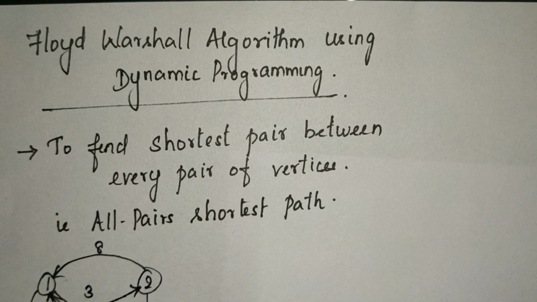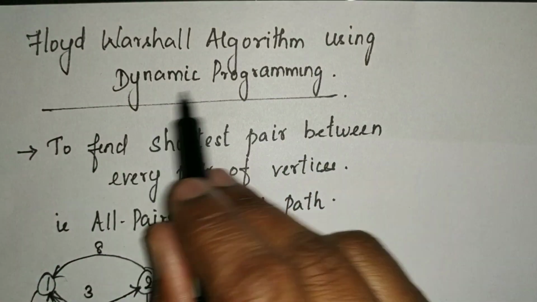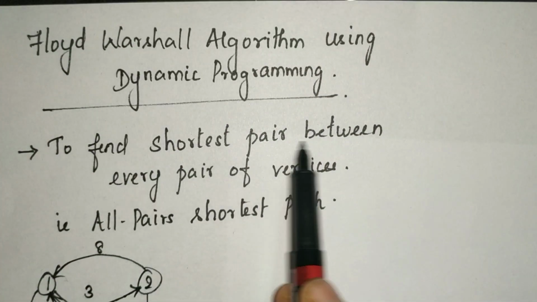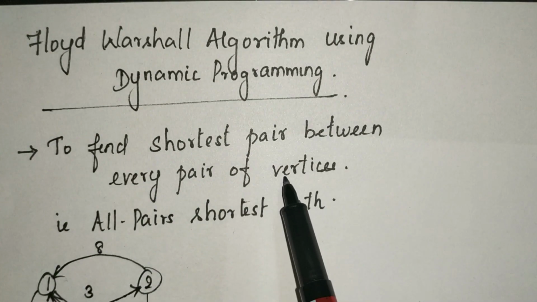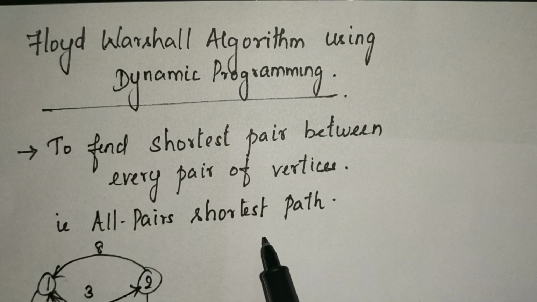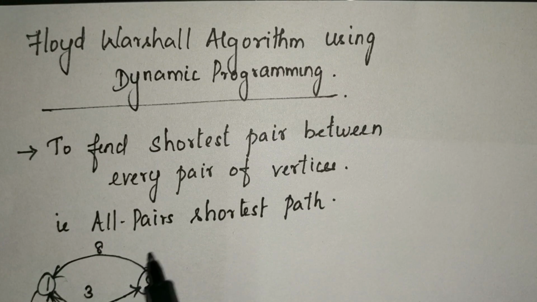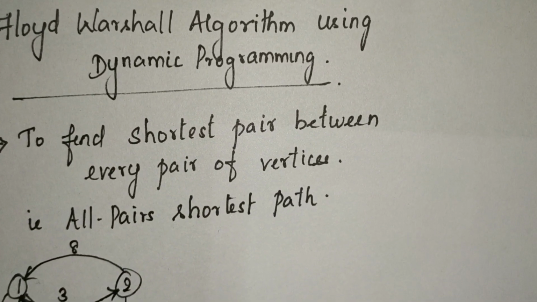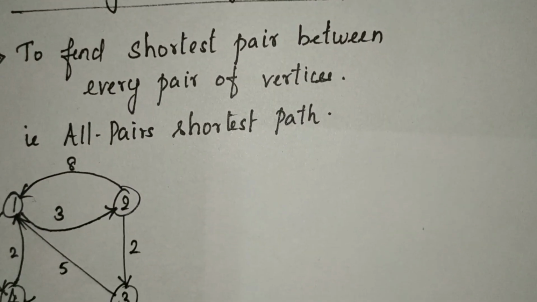Hello everyone. In this video we are going to study the Floyd Warshall algorithm using dynamic programming. This algorithm is basically to find the shortest path between every pair of vertices, that is, all pairs shortest path. We would have already studied Dijkstra's algorithm and all. That is from a single source, it finds the shortest path to every other vertex. But here it is between all the pairs. Between every pair of vertices, we are going to find the shortest path.